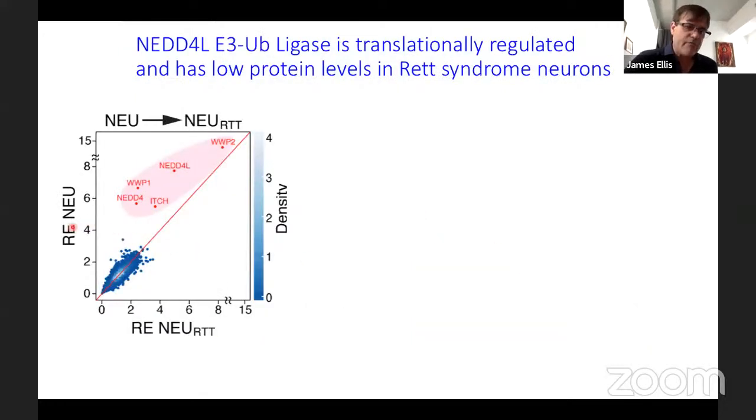This is comparing the ribosomal engagement between Rett syndrome neurons and wild type neurons. You can see the most differentially engaged in ribosomes are these five shown here, which are all in the same family of E3 ubiquitin ligases. I'm going to focus on this because it's off on the left side. It means they're more engaged in the wild types than they are in the Rett. They're still engaged to high levels in the Rett, but in a differential manner, it's the most extreme.